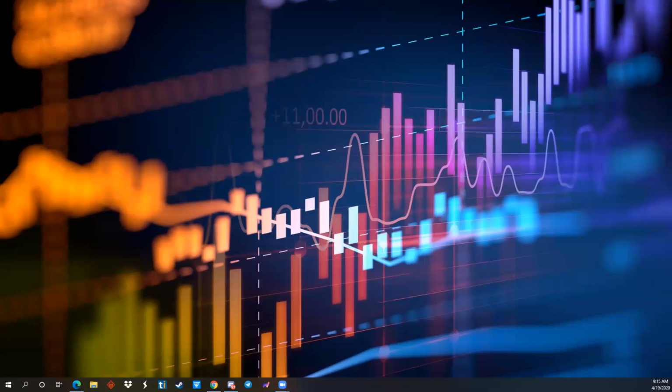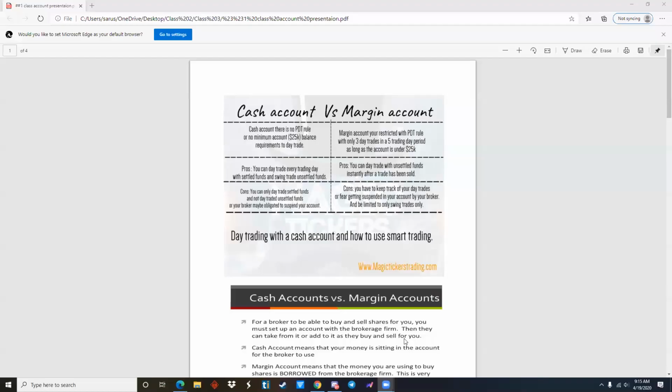But the main thing I want to focus on here is understanding the cash account versus the margin account. A cash account is literally the way that helps stop this process, but it does take discipline to budget your account in order to do this. Now, in a cash account, there is no PDT rule.